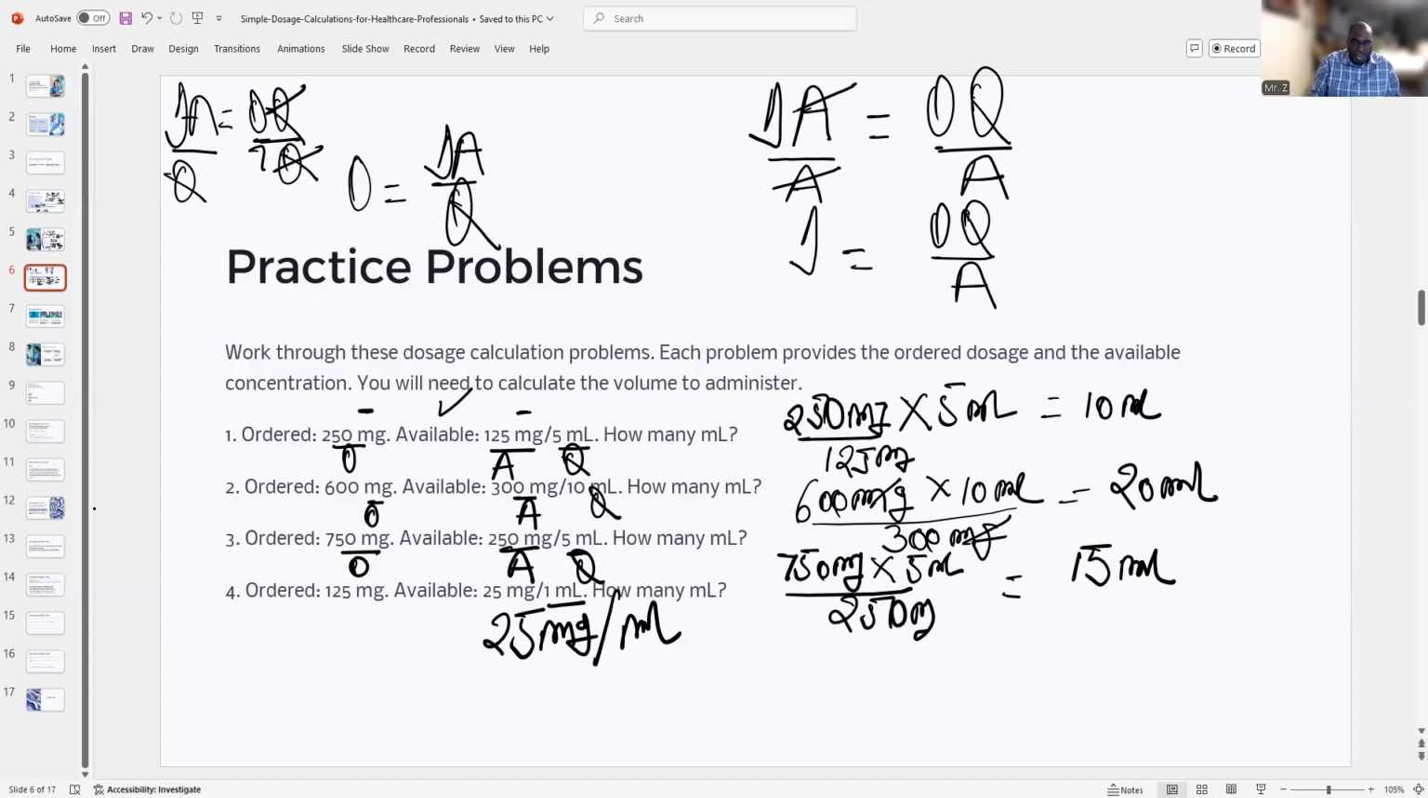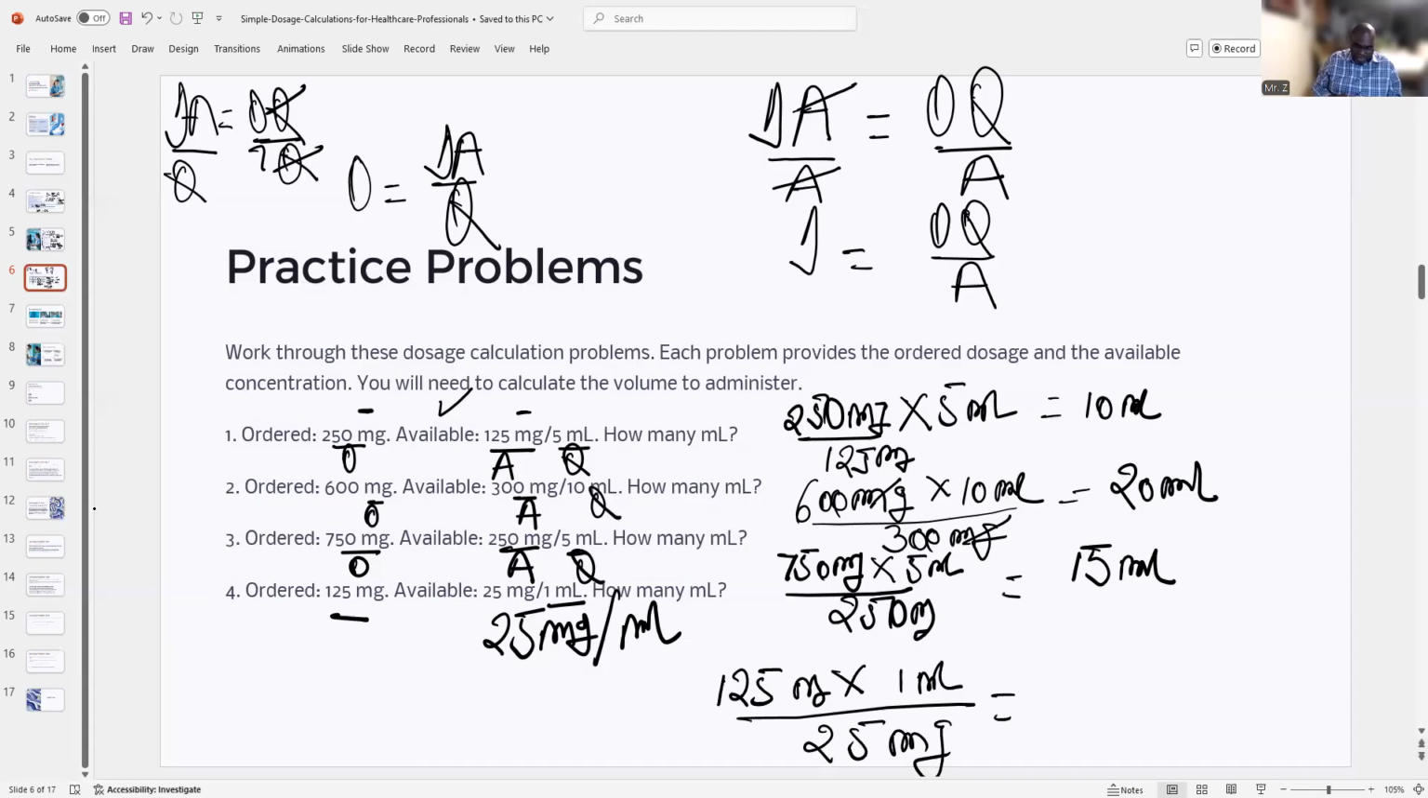All right? So, which one do you do over there? Your order is 125, available 25, quantity is 1. So you will do 125 milligram multiplied by quantity, which is 1 ml, divided by 125 milligram.